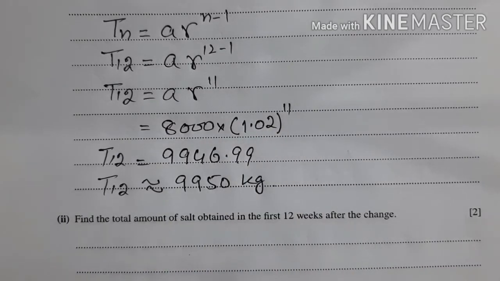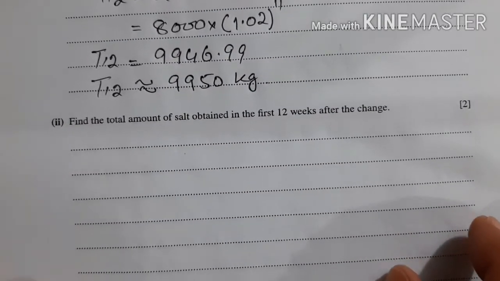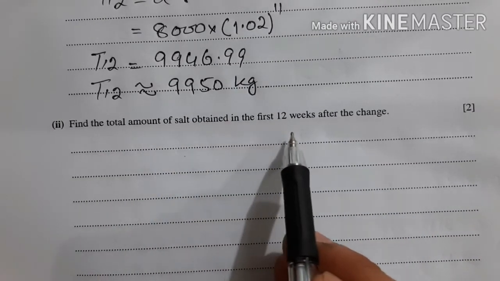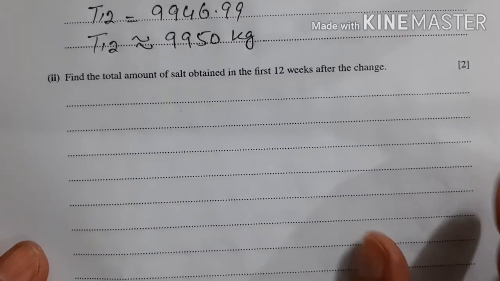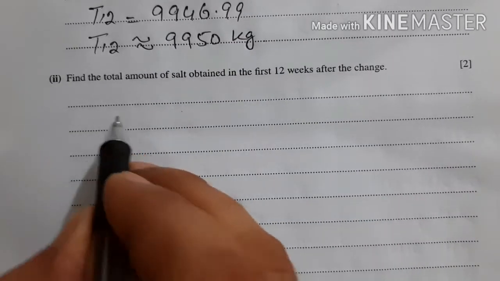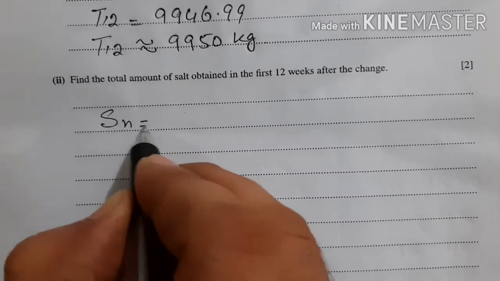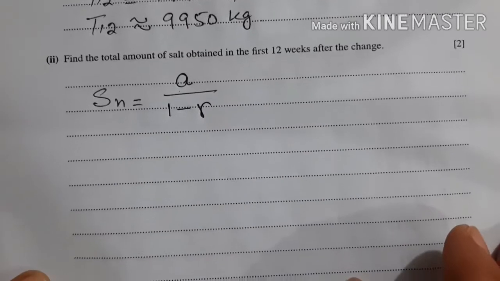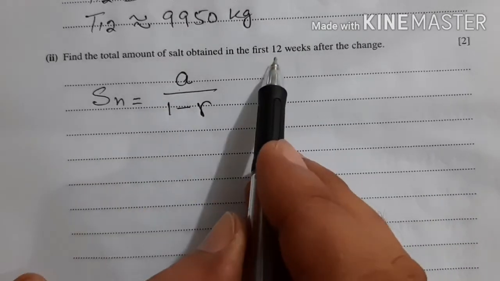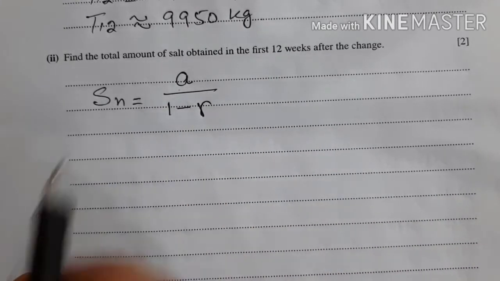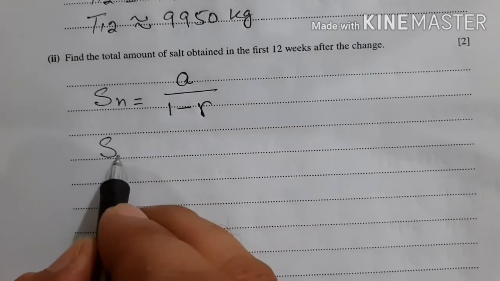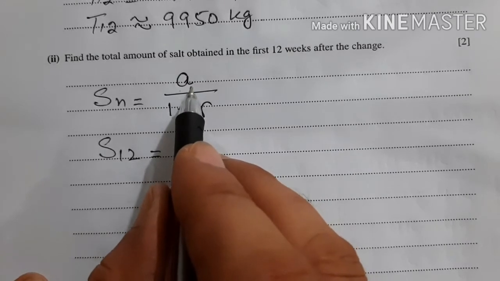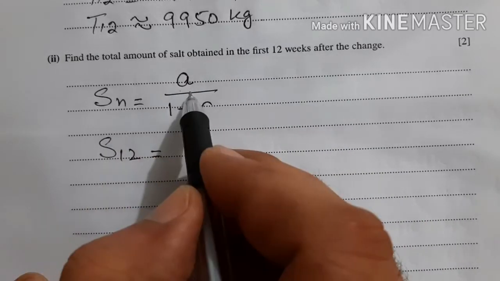Okay. Now next part. Find the total amount of salt obtained in the first 12 weeks. So we need to find the sum of the first 12 terms. We know the formula. Sn is equal to A over 1 minus R. This is the formula for the sum. So we need to find the sum of the 12 weeks. So put n is equal to 12. S12 is equal to, what is A? Sorry, this is the sum to infinity.